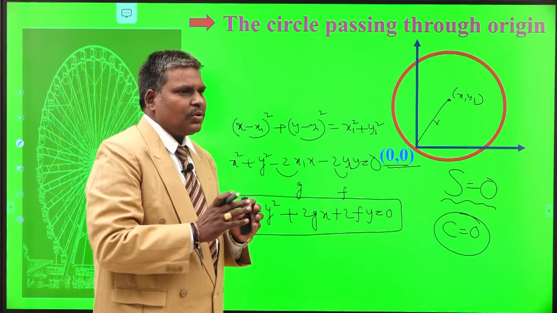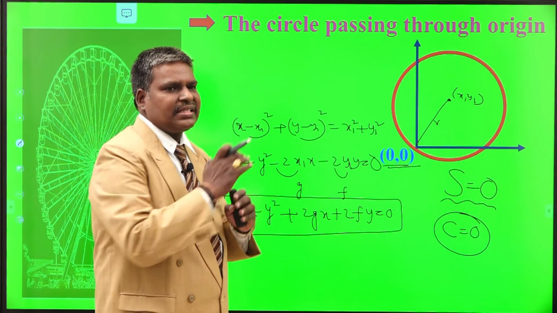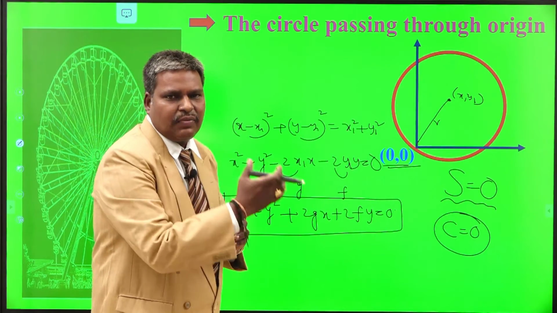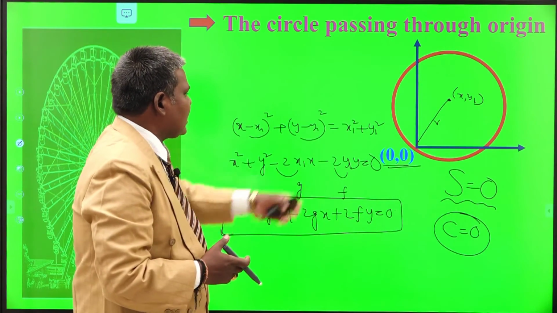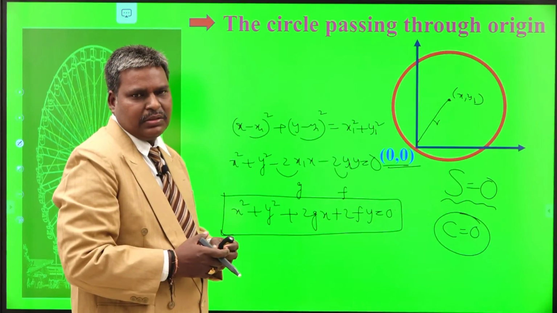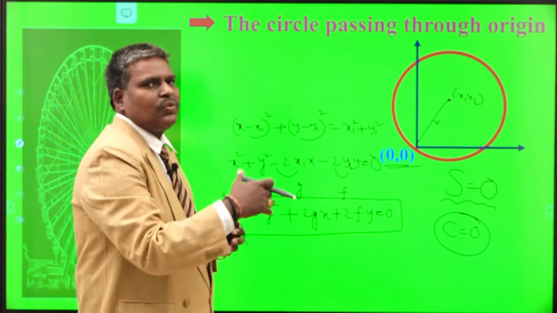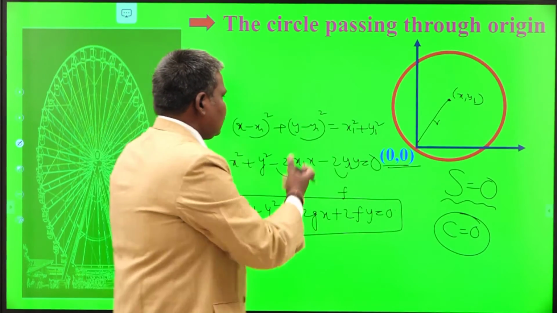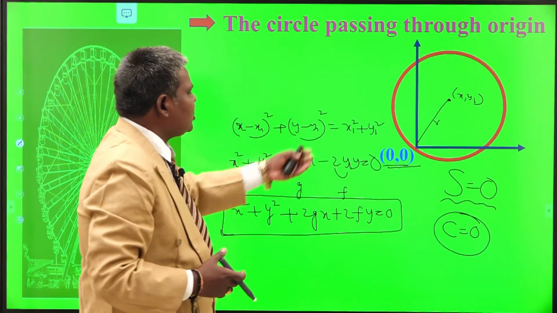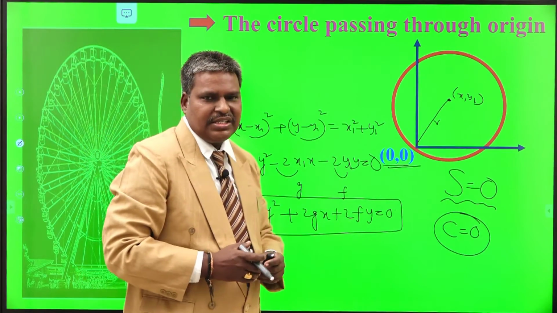If your S is equal to 0, whose center lies on x-axis, what happened? Whose center lies on y-axis, what happened? The circle passing through origin, what happened? So, center lies on x-axis, your f is 0. Center lies on y-axis, your g is equal to 0. If it is passing through origin, your constant is 0.